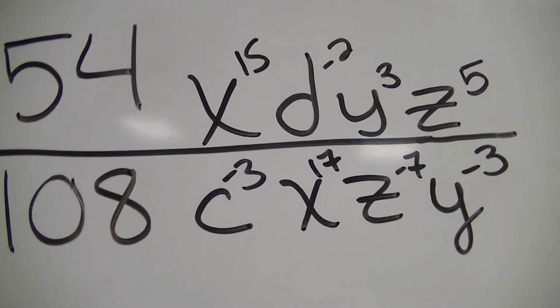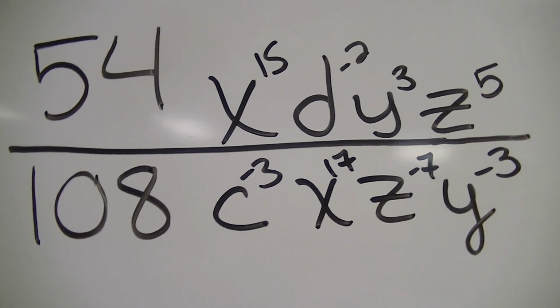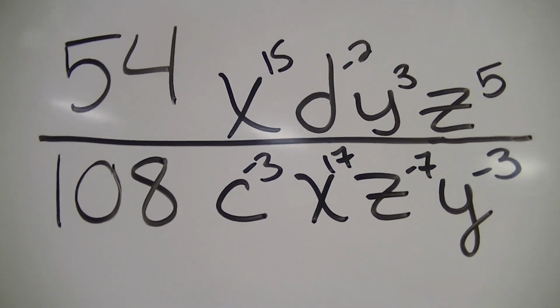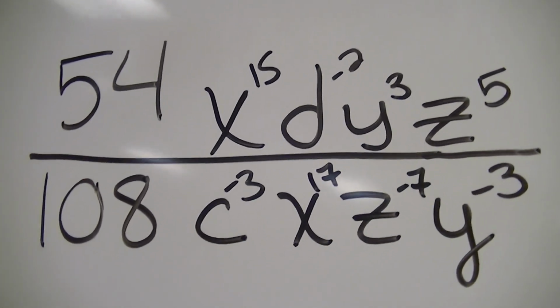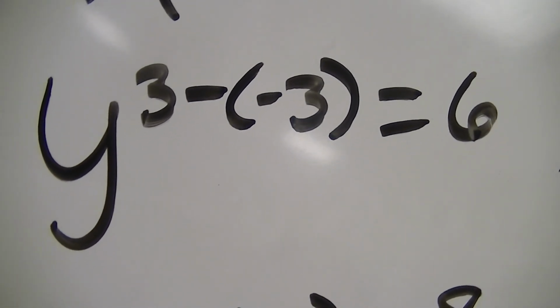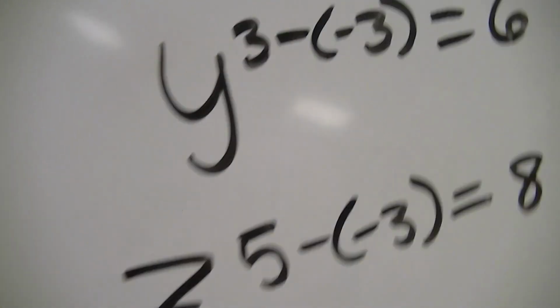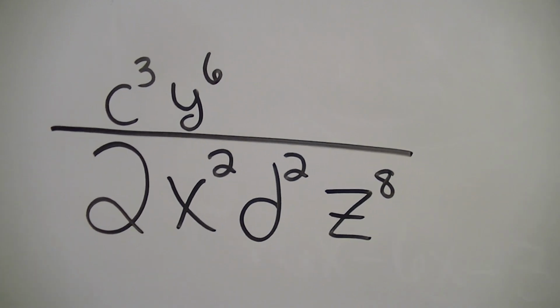All right, now we've got a Y. On the top we got Y to the third. On the bottom we got Y to the negative third. At first glance, you're like, oh, well, positive, negative, they must cancel each other out, right? Remember, we've got to say top minus the bottom. And when we say Y, 3 minus a negative 3 turns into 3 plus 3. That's Y to the 6th. That's a positive 6, so it's going on the top there, right? So that's where we got it, next to the C on the top.